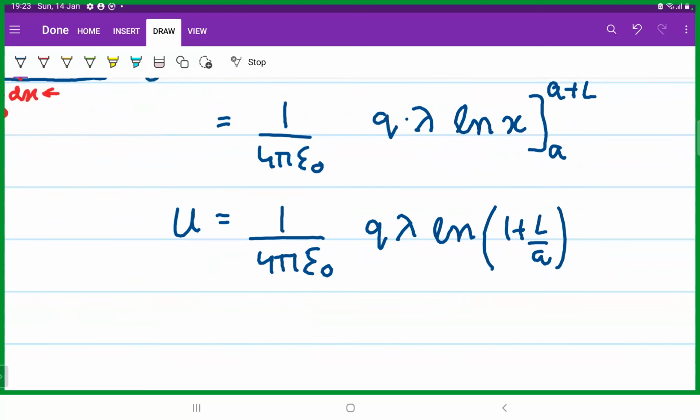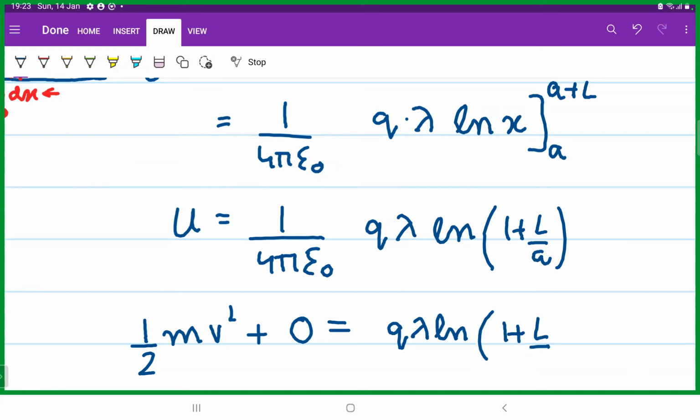Initially, the kinetic energy is half mv squared. The potential energy initially is 0, because we consider the potential energy of a system to be 0 when the distance between the two of them is infinity. This will be equal to q lambda ln(1 plus L by A) over 4 pi epsilon naught, which is the potential energy, and at the minimum distance, the kinetic energy will be 0.